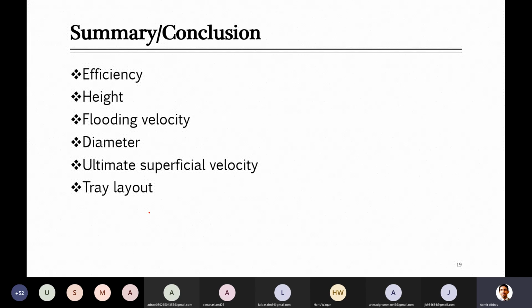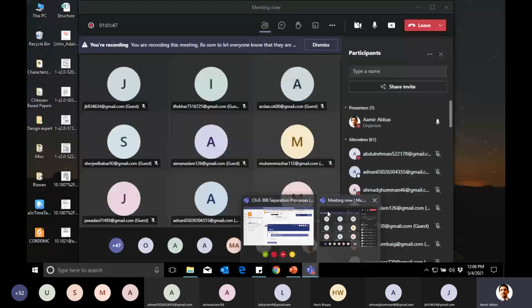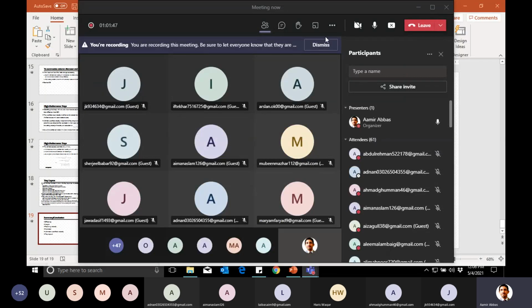The other important parameter is the diameter, which is linked with the flooding velocity. After finding the flooding velocity you can calculate the diameter, and in this calculation many things are decided, for example the hole area, active area, and weir height. Then you can lay out the trays so as to avoid extreme conditions of weeping as well as flooding. Thank you so much.